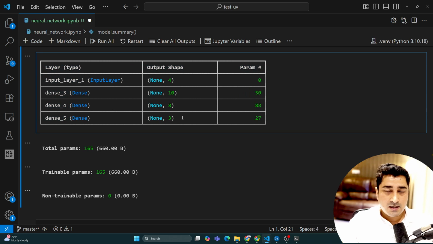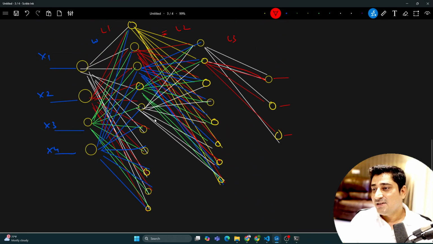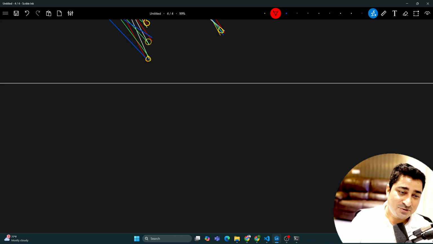So let me show you step by step how I can do the calculation. It's actually very easy. It's not tough. So let's do the math and the calculation with the help of maybe pen and pencil. For this neural network, what is going to be the total number of trainable parameters? Let me show you that part.